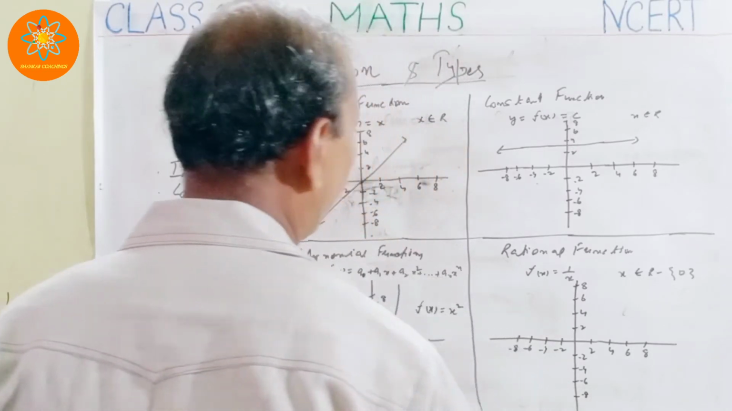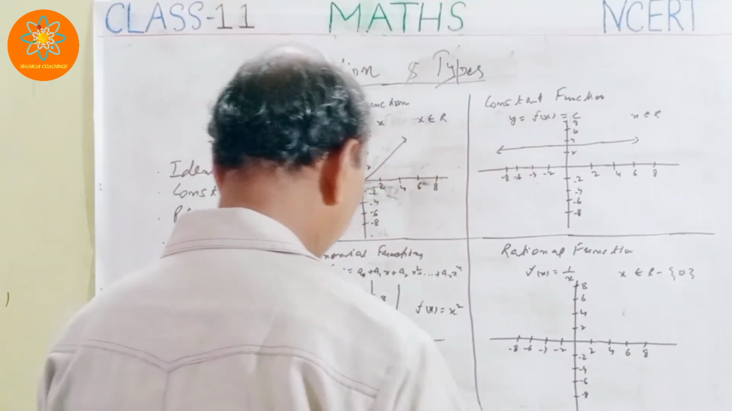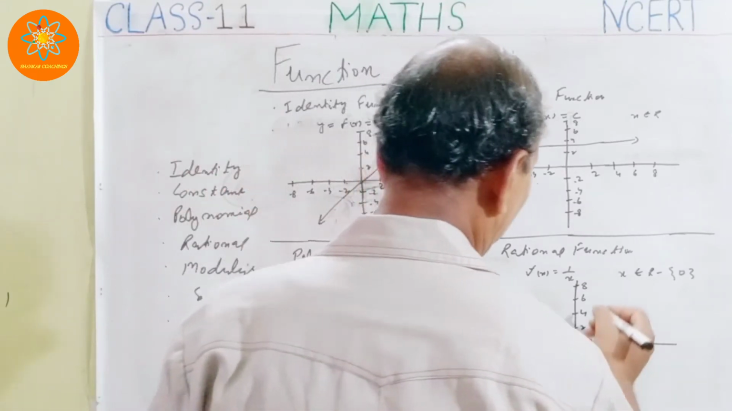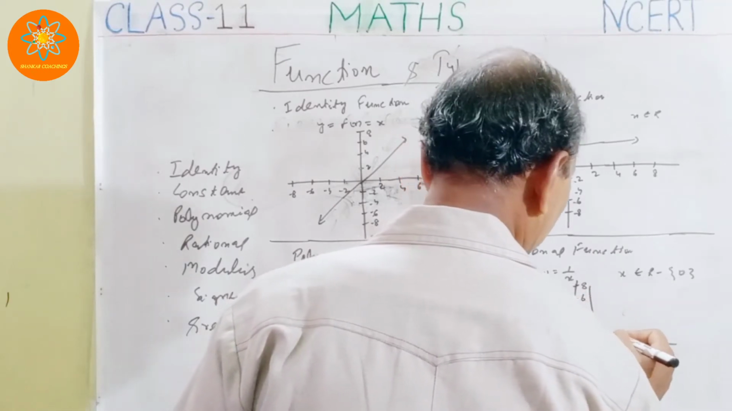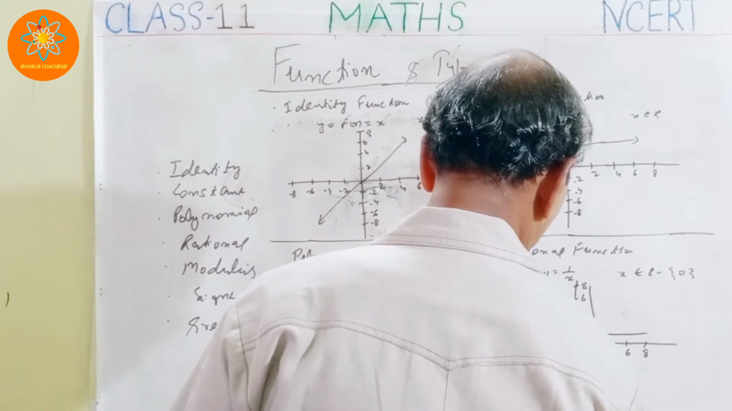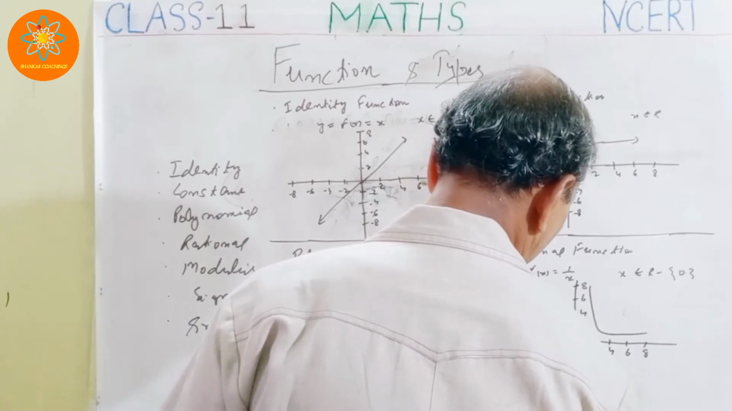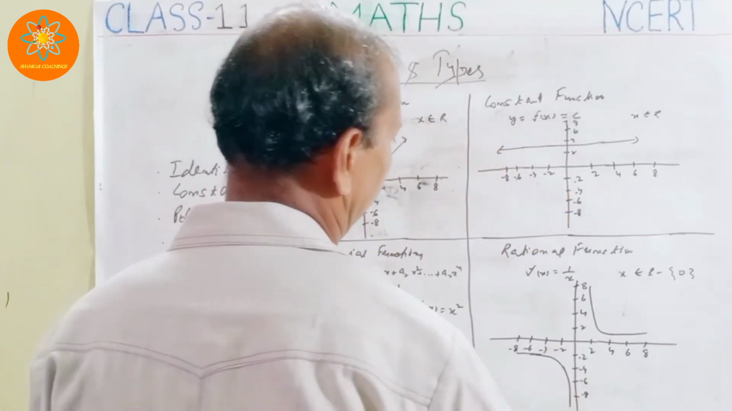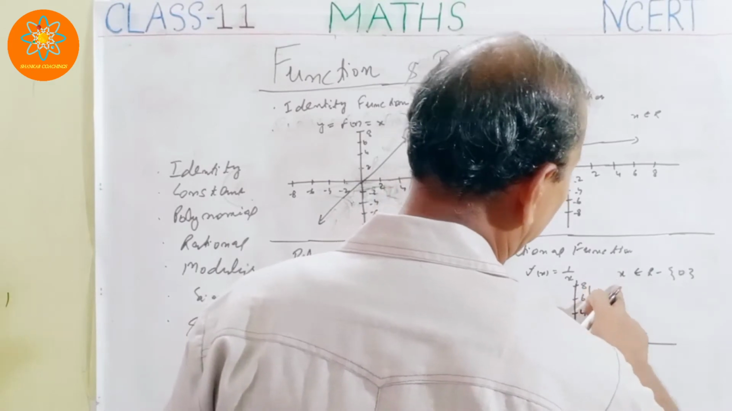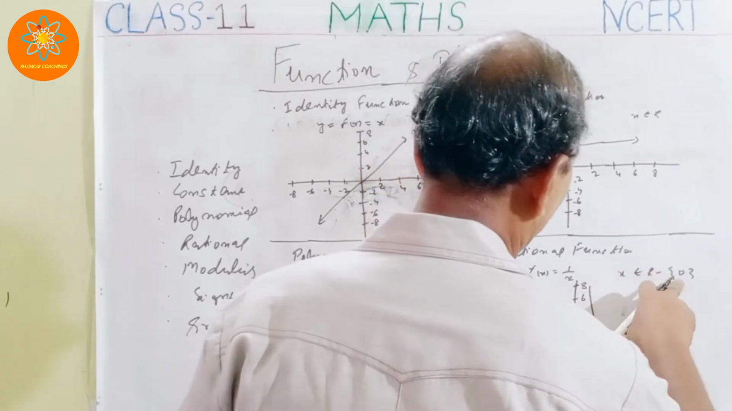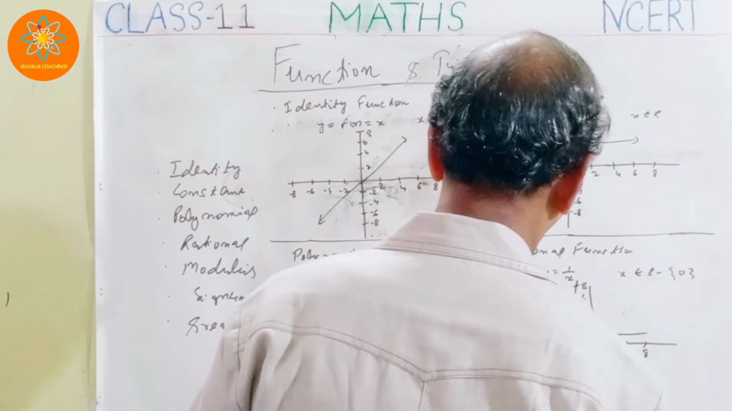Now come to the rational function. If you draw the graph of the rational function, the graph is like this. Here the values of x are all real numbers, but 0 will not be included. Why? If you put the value 0 here, you will get infinite.